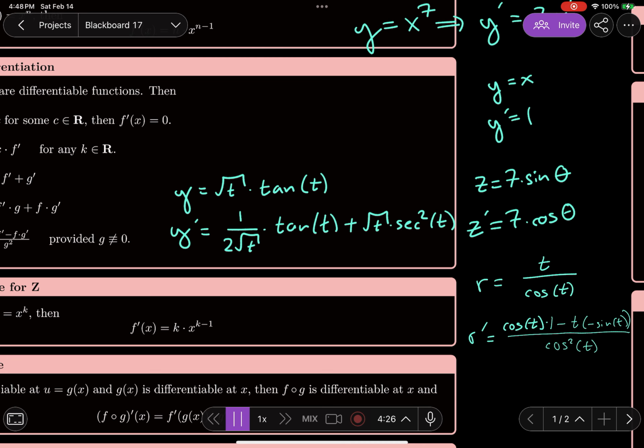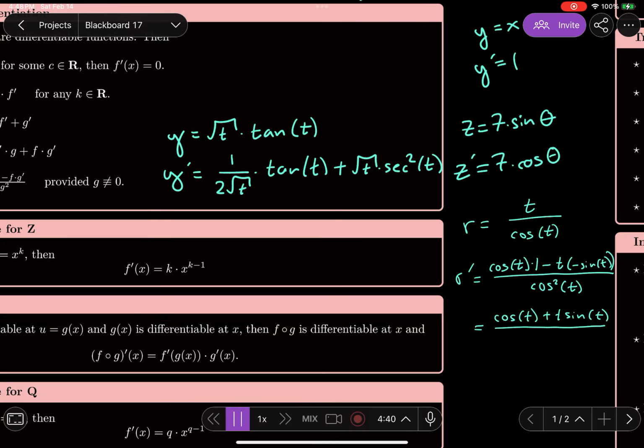And let's see what that leaves us with. It looks like we got something like the cosine of t. So this is an immediate application of the quotient rule. Plus t times sine of t. All divided by cosine squared of t. And of course, there's different trigonometric ways you can express this. For instance, that's the same thing as secant of t plus t times secant of t times tangent of t.